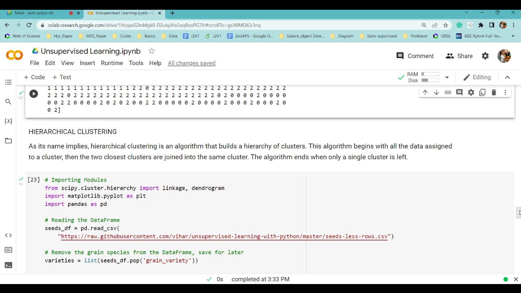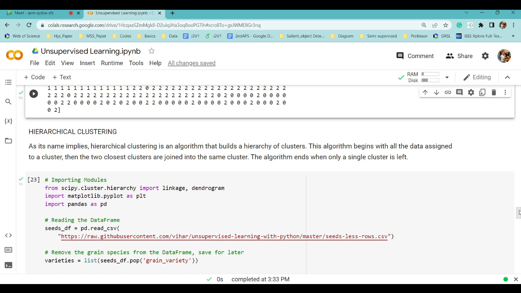Now the second clustering method is called hierarchical clustering. Hierarchical means generation-wise. If you take a hierarchy, how is it? Your grandparents, your parents, your children, their children, something like this. We make a hierarchy, right? Similar to that is how hierarchy works.